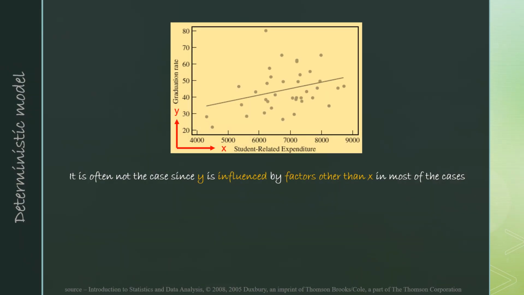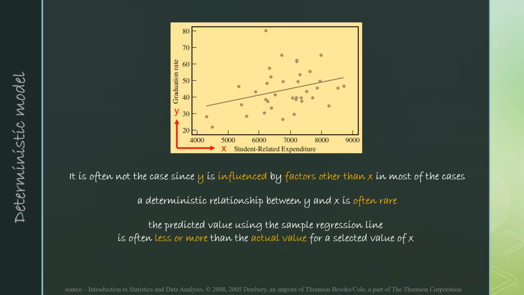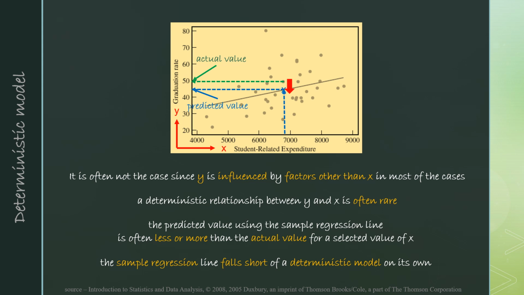But it is often not the case, since y is influenced by factors other than x in most of the cases. Therefore, a deterministic relationship between y and x is often rare. The predicted value using the sample regression line is often less or more than the actual value for a selected value of x. Therefore, the sample regression line falls short of a deterministic model on its own.